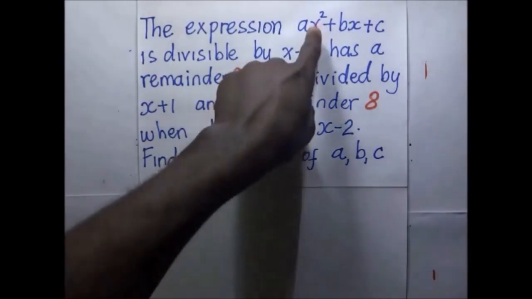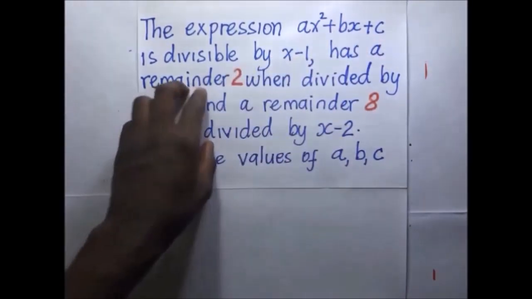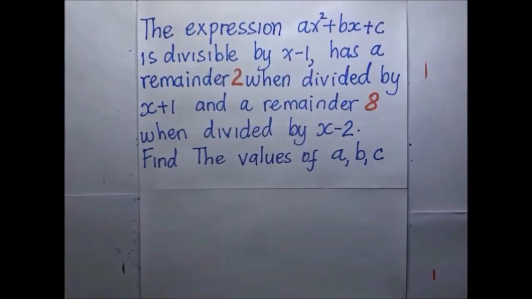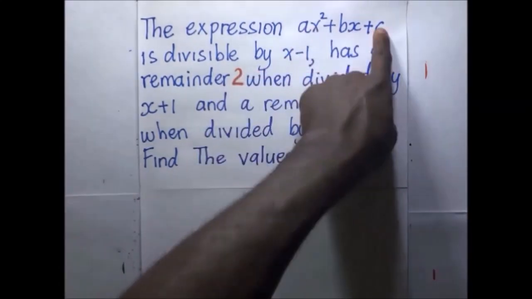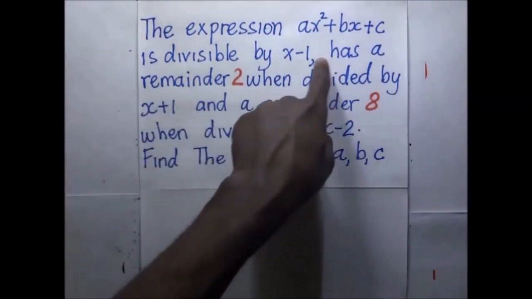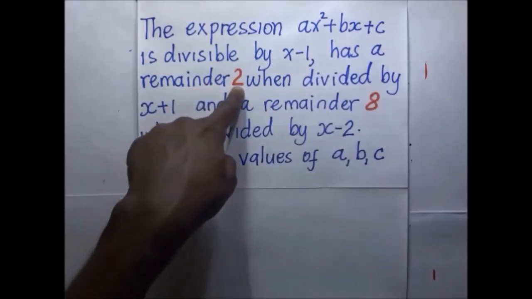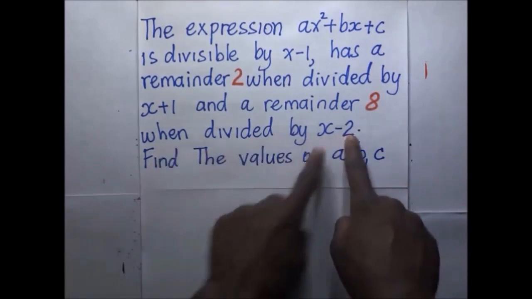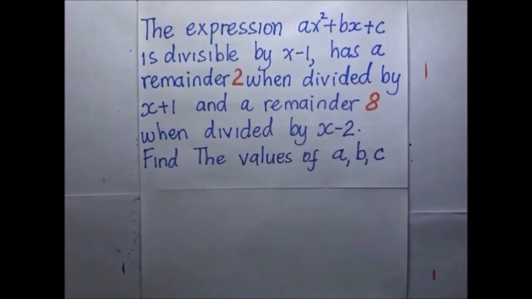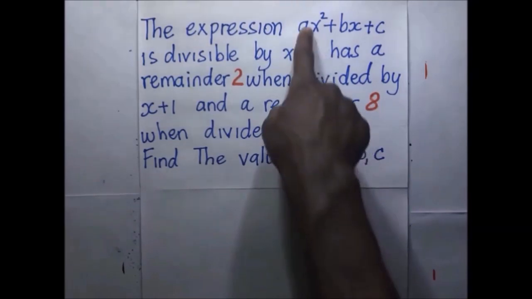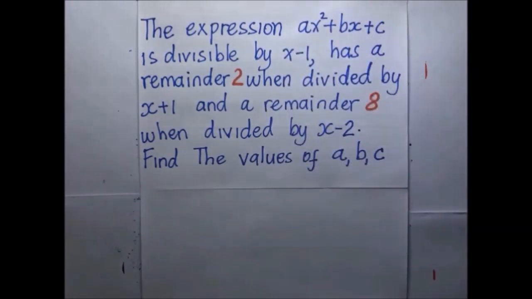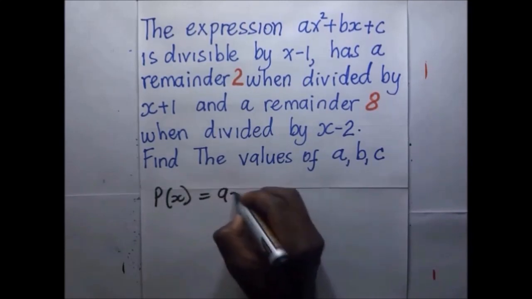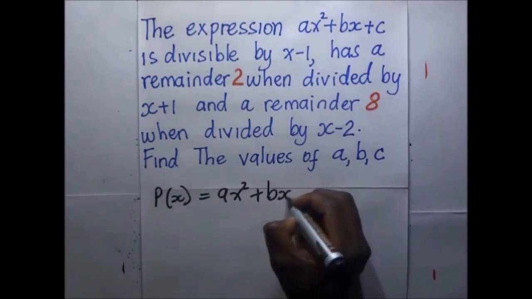Now the expression x squared plus bx plus c is divisible by x minus 1. So if it is divisible by x minus 1, it means that when we substitute for the value of x in this expression, we are supposed to get 0. Then it continues to say that it has a remainder 2 when it's divided by x plus 1, and it has a remainder 8 when it's divided by x minus 2. So we find the values of a, b, and c. Now a, b, and c, this is our polynomial, and our polynomial happens to be a quadratic equation. So it means that our polynomial is ax squared plus bx plus c.